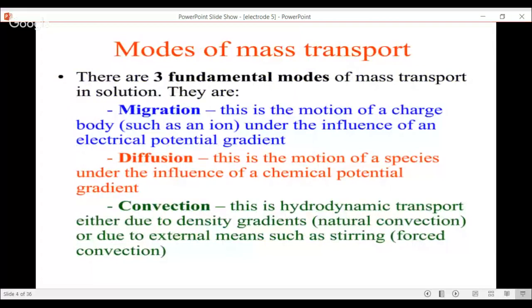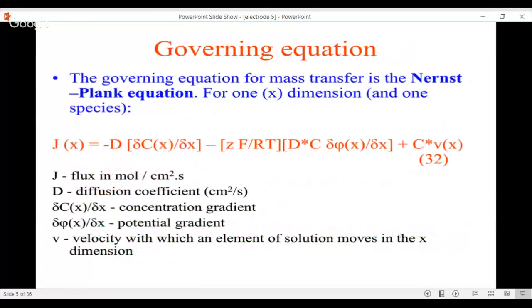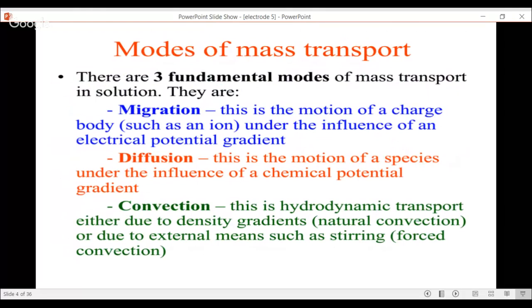Now, which is important and how to measure all of them in an electrochemical reaction? The governing equation for mass transport is the Nernst-Planck equation for one dimension, one direction. We are only talking about the migration to the electrode. The flux J of x in the x direction is equal to minus D, D is the diffusion coefficient, with units of centimeter square per second, times delta C of x by dx. Delta C of x by dx is the concentration gradient. Concentration gradient is the diffusion, the chemical potential gradient is the diffusion phenomenon.